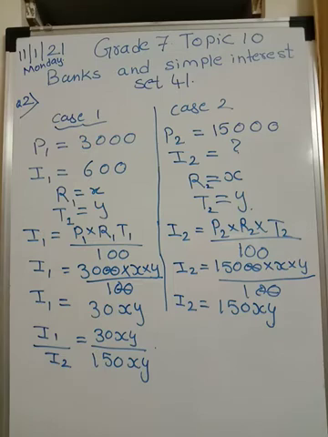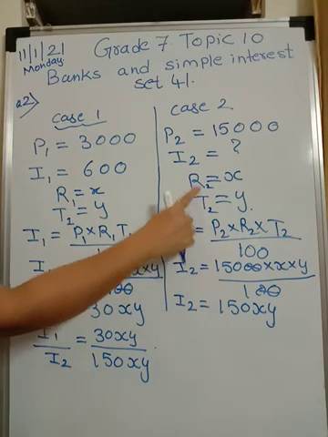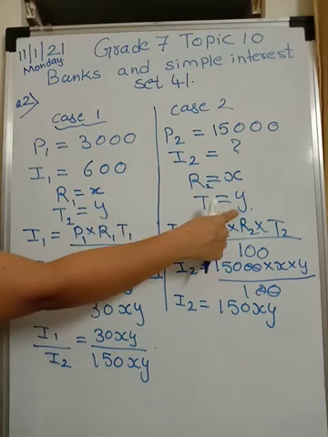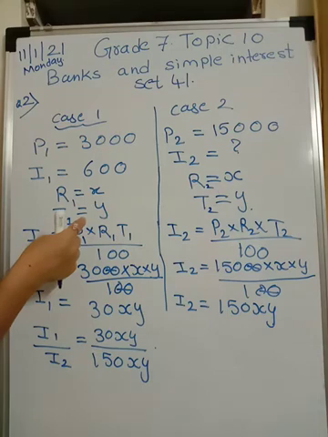Now see the second condition in your problem. What would be the interest on 1,500 rupees under the same conditions? Same conditions means related to rate and time. So rate R2 and T2 is same. X over here, X over here. Y over here, Y over here. So this means same conditions.